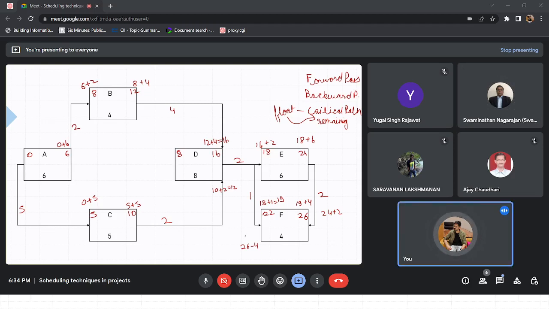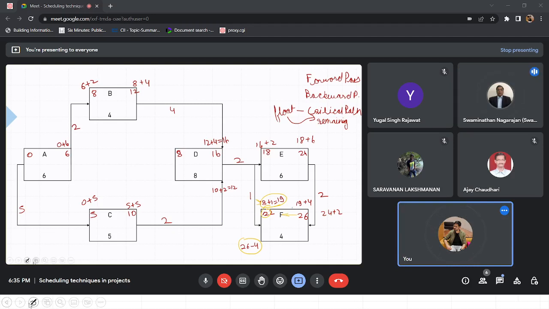See, we have got two relationships coming here. For each relationship you calculate ES and EF and take the latest value, right? So for this 22, we have got one relationship coming via this, and we have got one coming backwards from 26. What we have taken is 22.